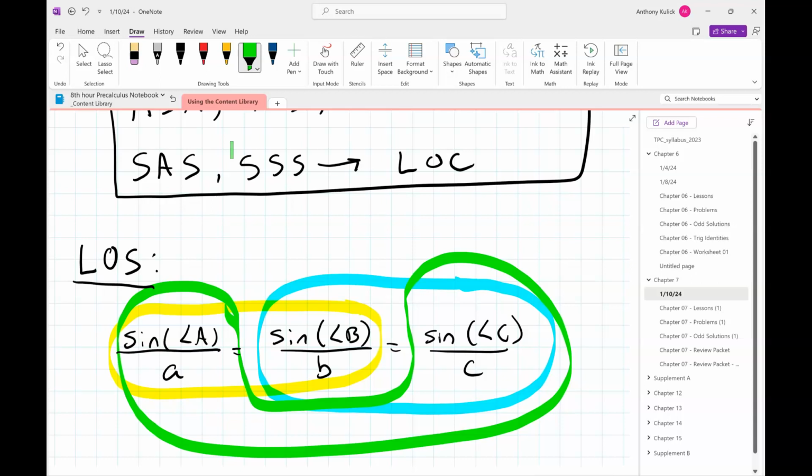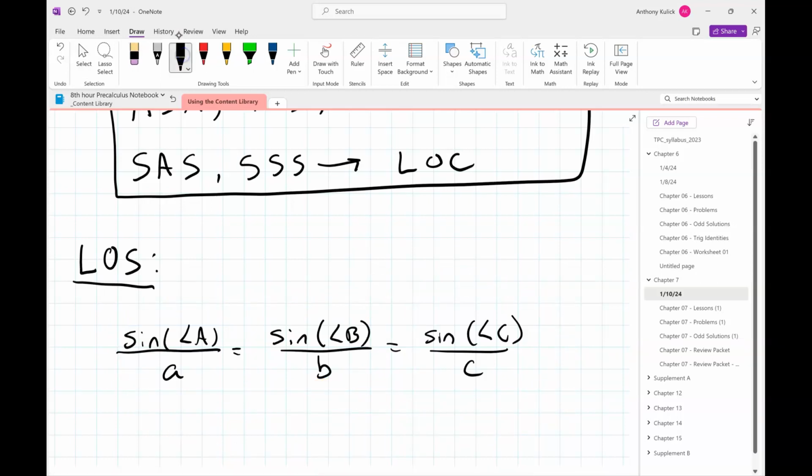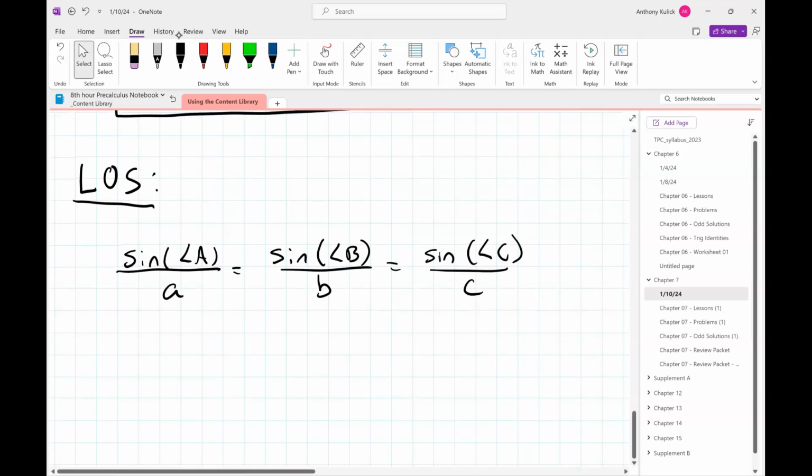Basically, you can take any one of these fractions and set it equal to any other fraction, right? That's basically all we're saying. In an effort to be compact, we just write it as one equation. Everybody's okay? All right. So let's look at some examples now.